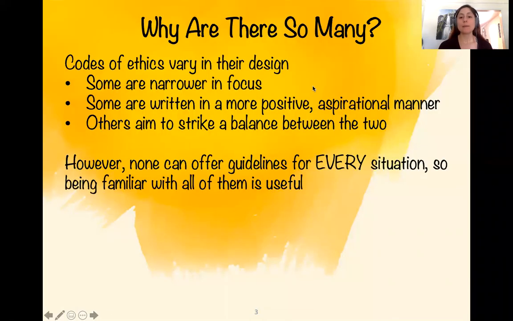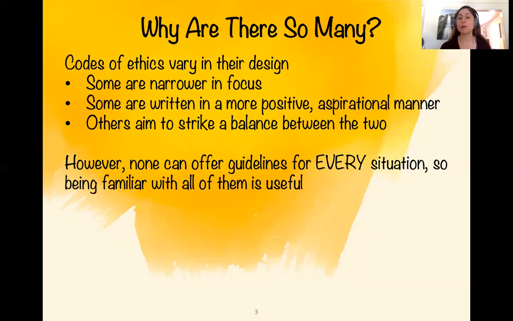So one thing that you may be asking yourself as you look at the different ethics codes we'll use in this class is, why are there so many? And the answer to that really is because each one is a little bit different. They vary in the way that they're designed and in what they are attempting to achieve through their codes. Some of them are much more narrow in focus, which makes enforcement easier. If you have fewer codes, then you can follow up on their enforcement a lot easier and really hone in on the things that you think are most important.